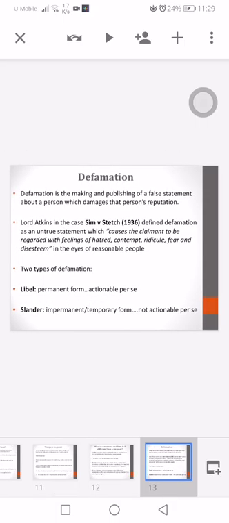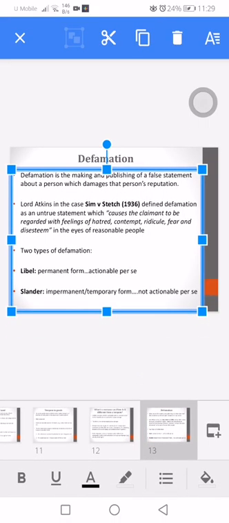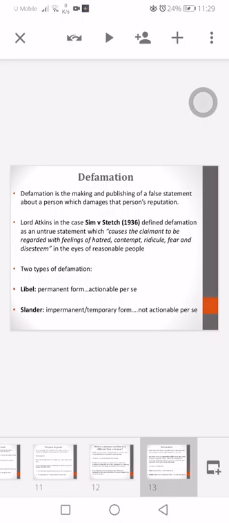We go to the next topic, defamation. Defamation is the making and publishing of a false statement about a person which damages the person's reputation. Based on the case, Lord Atkin in the case Sim versus Stretch in 1936 defined defamation as an untrue statement which causes the claimant to be regarded with feelings of hatred, contempt, ridicule, fear, and disgust in the eyes of a reasonable person.